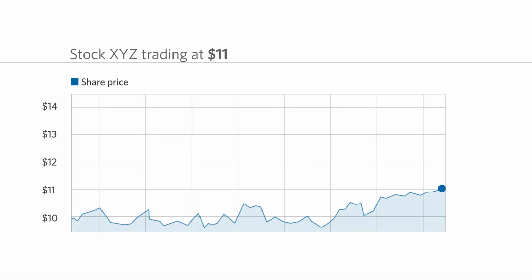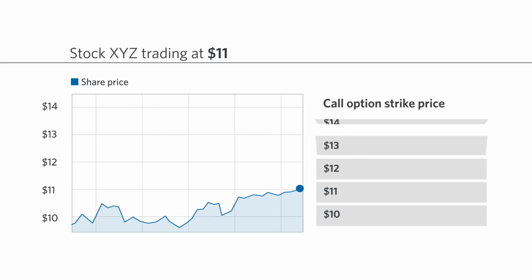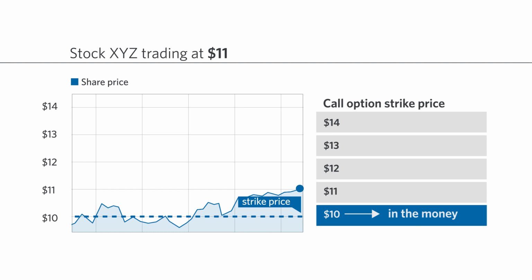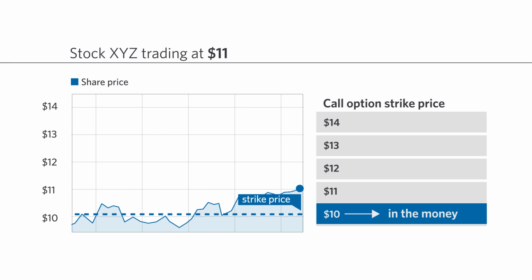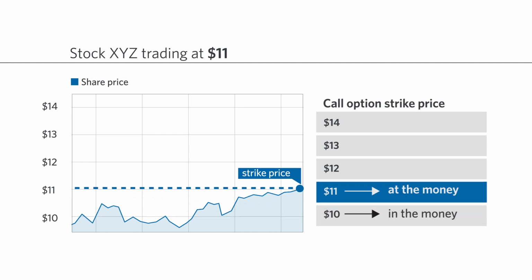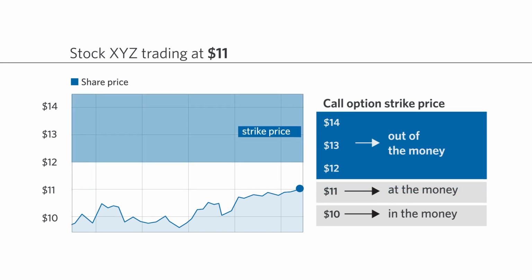Now we're going to take a look at a call option chain. XYZ stock is currently trading at $11 with the option prices listed. Any contract that has intrinsic value can also be referred to as in the money. Here, only the $10 call option is in the money. If the stock price is the same as the strike price, then we refer to it as at the money. And finally, if the strike price is above where the stock is currently trading, it is referred to as out of the money. The only options that will have any value at expiration are the ones that are in the money, because again, time value will be 0.